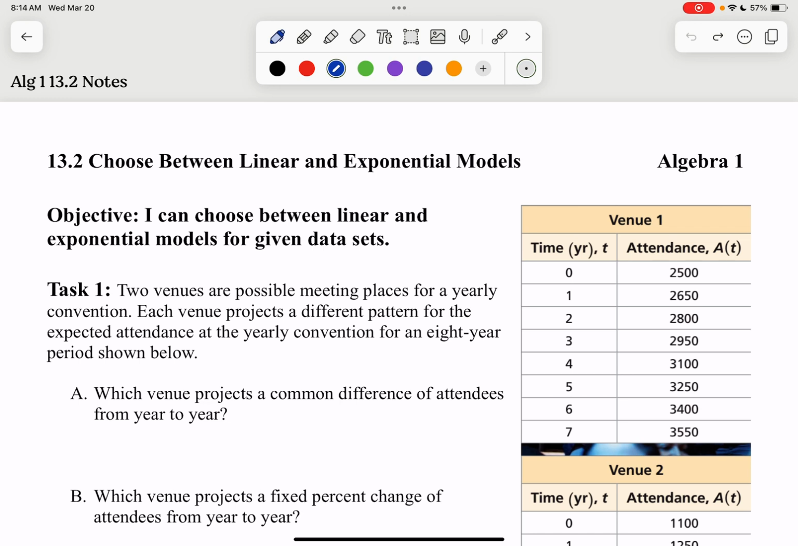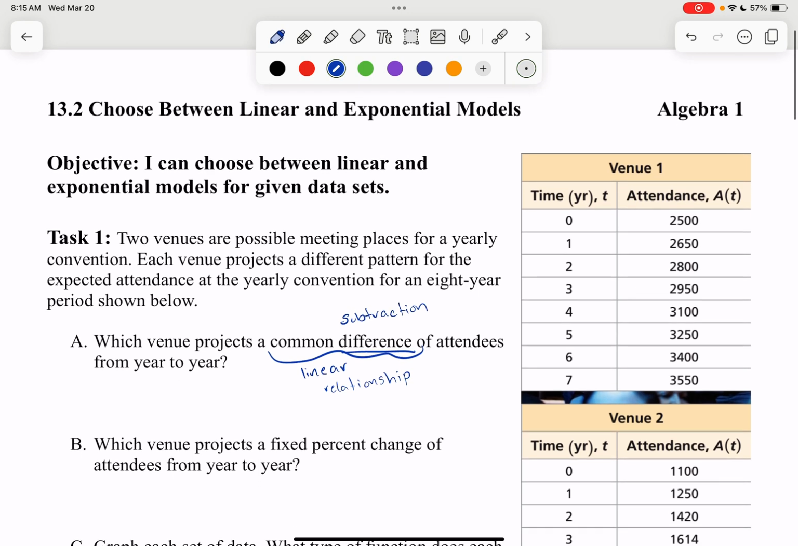Okay, so in this first task, we have two venues or locations that are possible meeting places for a yearly convention. Each venue projects a different pattern for the expected attendance at the yearly convention for an 8-year period. So we first want to ask which venue projects a common difference of attendees. A common difference would be that subtraction. And if there is a common difference, that gives us a heads up that it's going to be a linear relationship. That common difference we usually refer to as the slope, right? How much does it go up or down each time?